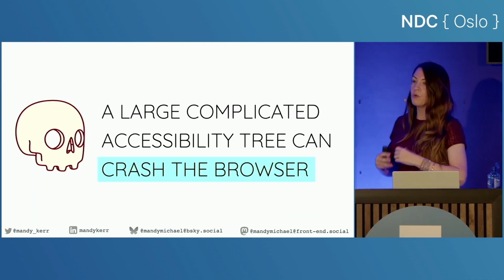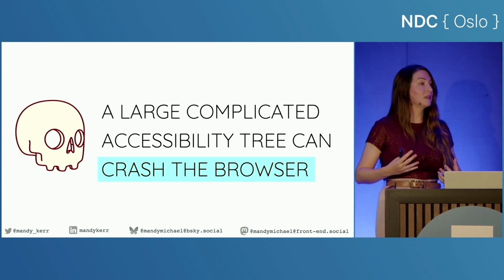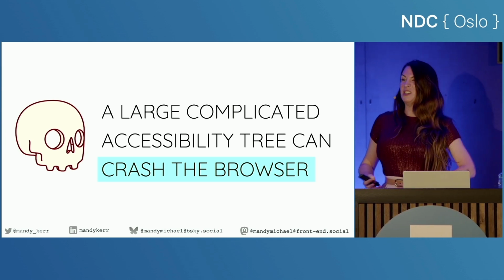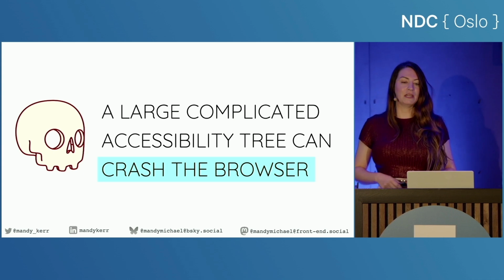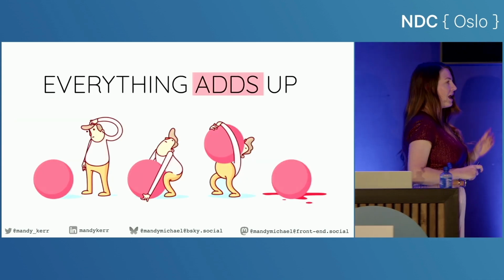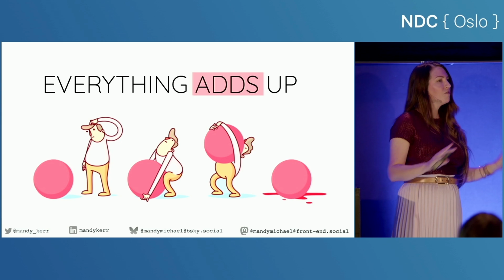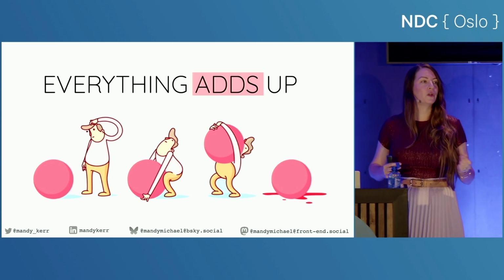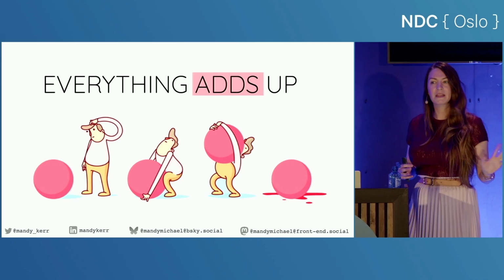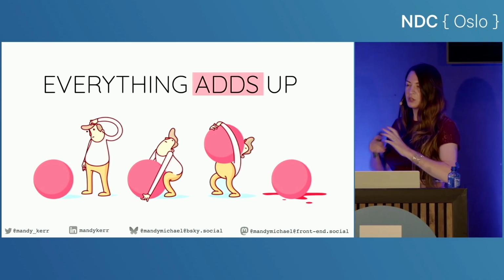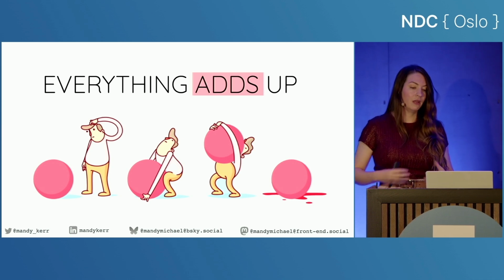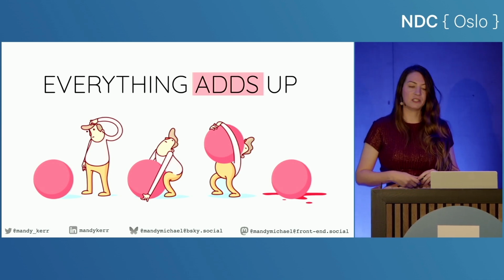Even worse, a really large, complex accessibility tree that's based on a large, complex DOM can actually crash the browser, which means I won't be able to use your page at all. At the end of the day, everything we put into our pages and our applications adds up, including the HTML, every div, every link, every button. So don't just throw stuff in. Dedicate some time to how and where you use your HTML.